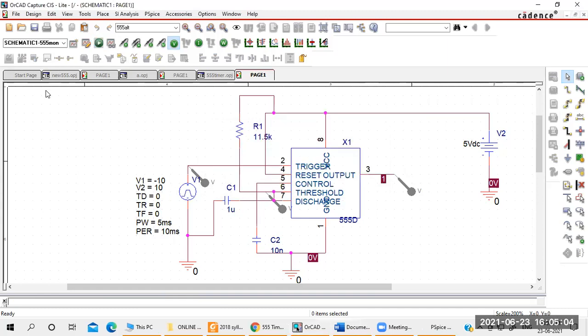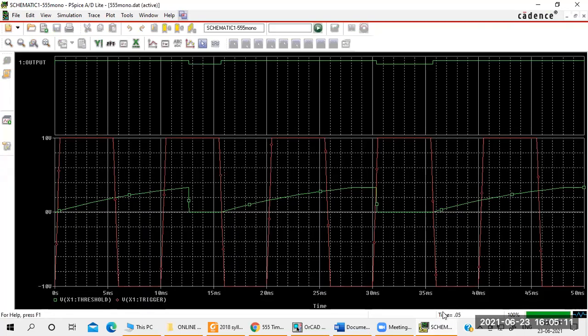Once you run PSpice, you'll get the output here. This is the output of the monostable multivibrator. Here the red color is what? The trigger pulse, where you apply the trigger pulse, like -10 to +10. Then the green color is the capacitor charging and discharging across pin number 6 or 7. So when the capacitor starts discharging here, the output voltage also decreases. See here, the output voltage also decreases.